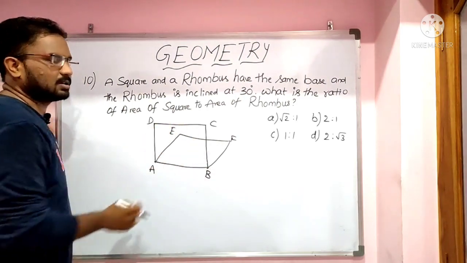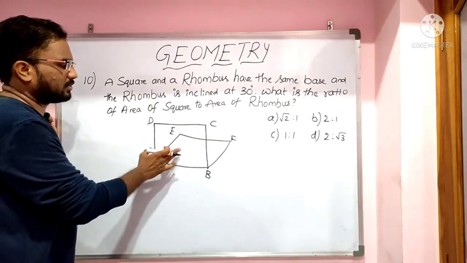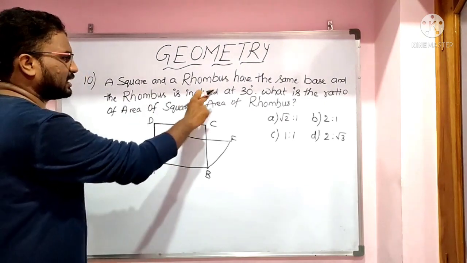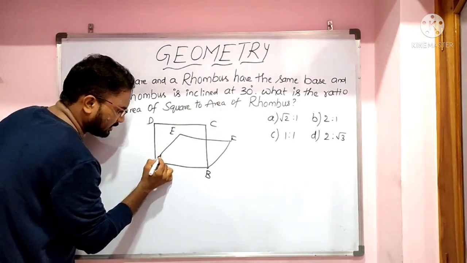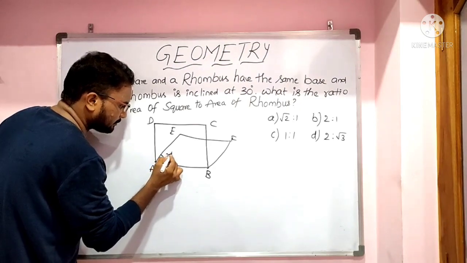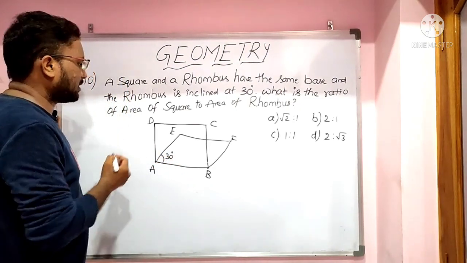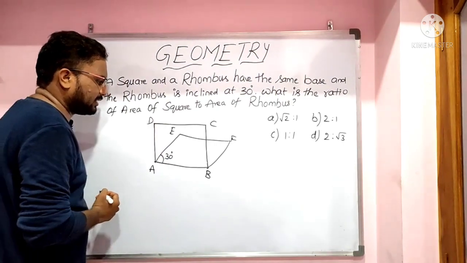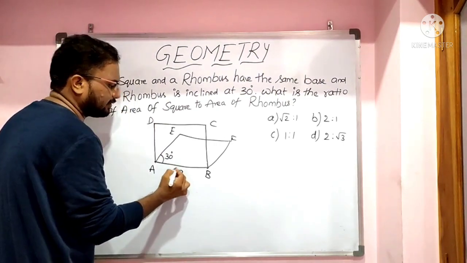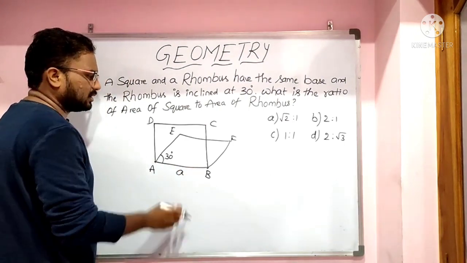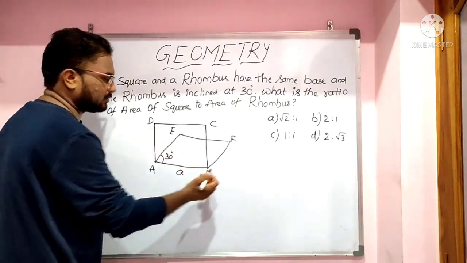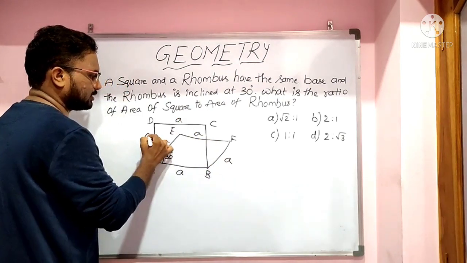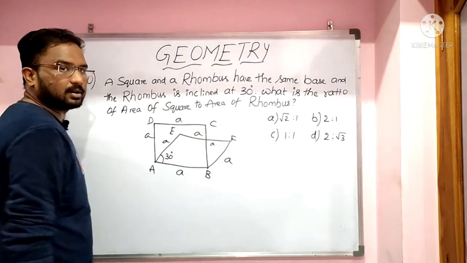ABFE is a rhombus. Square and rhombus have the same base, and the rhombus is inclined at 30 degrees. This is 30 degrees. What is the ratio of area of square to area of rhombus? So let's take the side of the square as A. In square and rhombus, all sides are equal. So this is A, this is A, and this is A. All sides are equal.